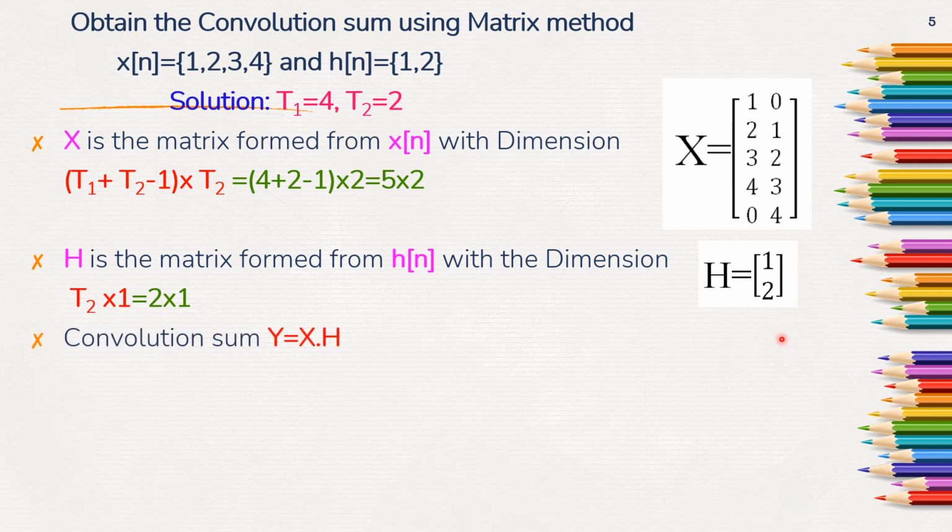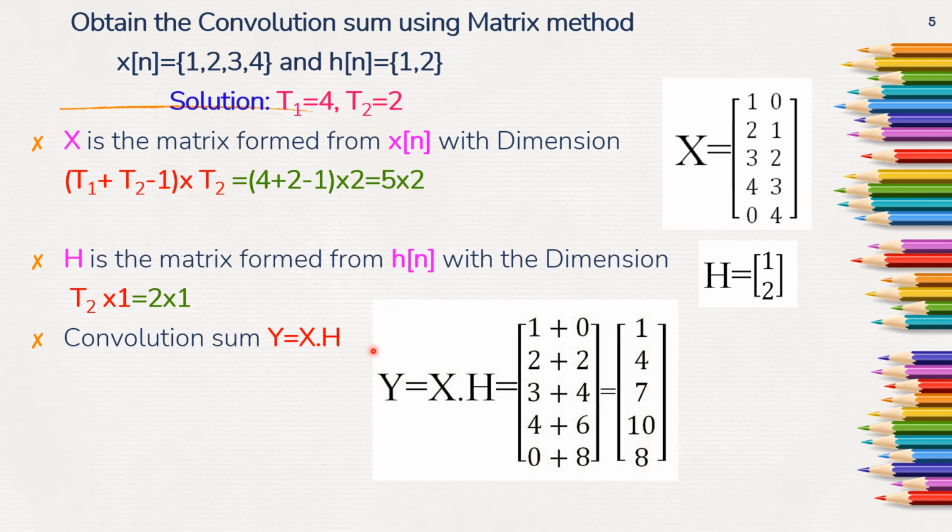So convolution sum is y is equal to x into h. Now what you obtain? y is equal to x dot h. You do a normal matrix multiplication and you get the elements like this. So what is your output convolution sum? 1, 4, 7, 10, 8.